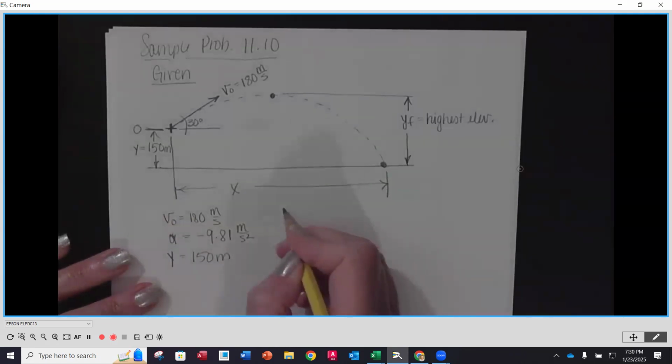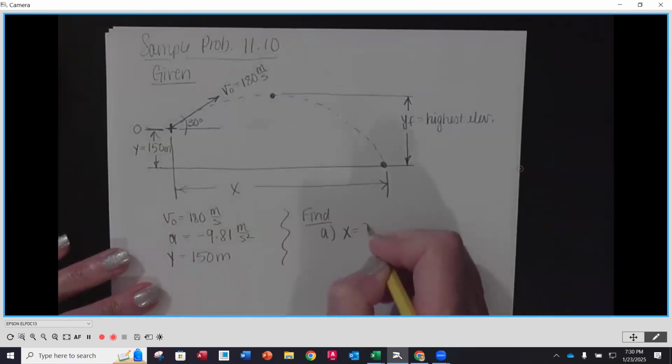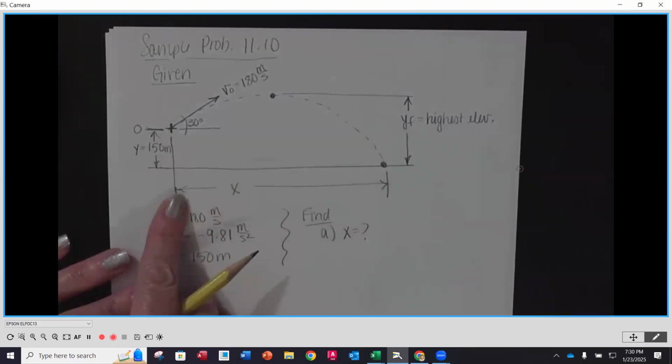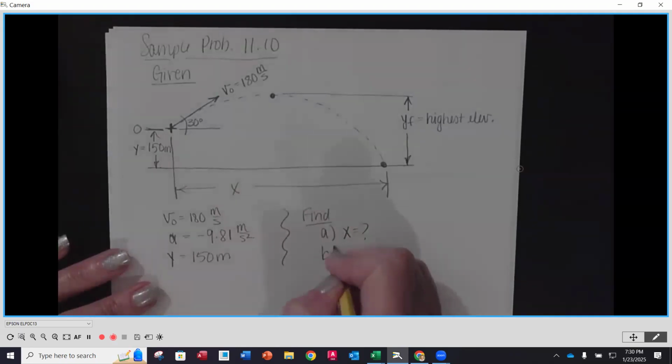We also know that our Y here is 150 meters, okay? And we want to find, for part A, what is that distance x, from where we launch our projectile to where it actually lands at the bottom of the cavern. And then part B is what is our YF for that highest elevation, right?